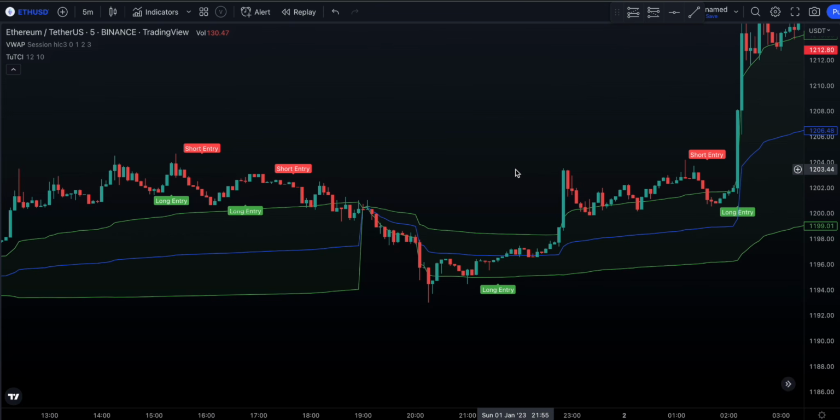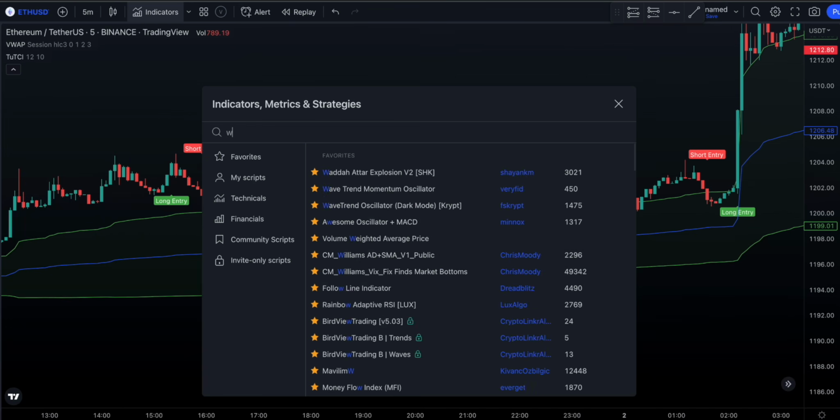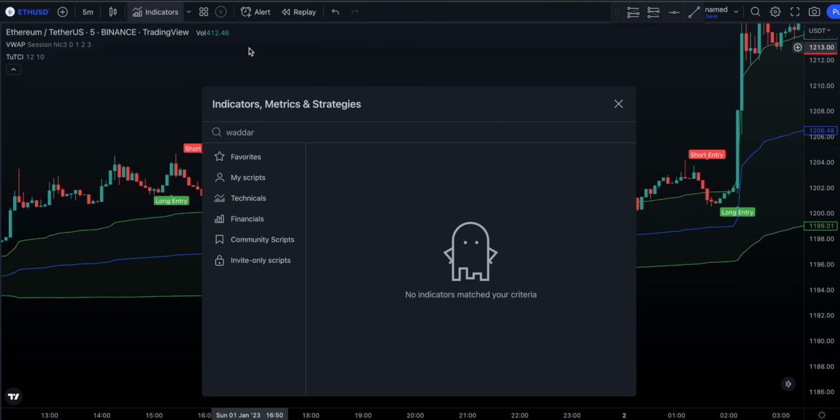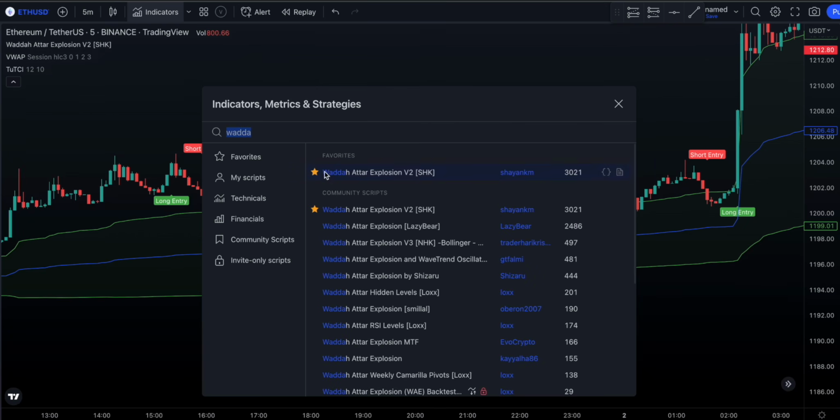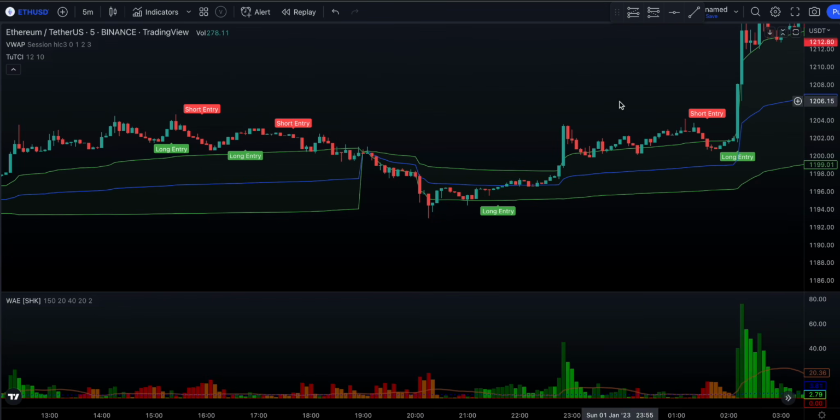The final step will be to add the third confirmation. So access the indicators menu one more time and search for WADA Adder Explosion. Enable this indicator by Xi'an KM. In the Style section, uncheck some of the options.